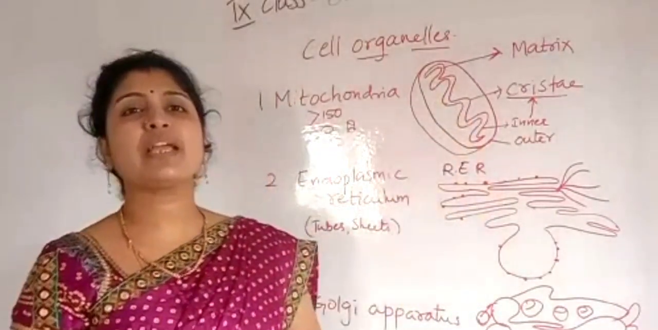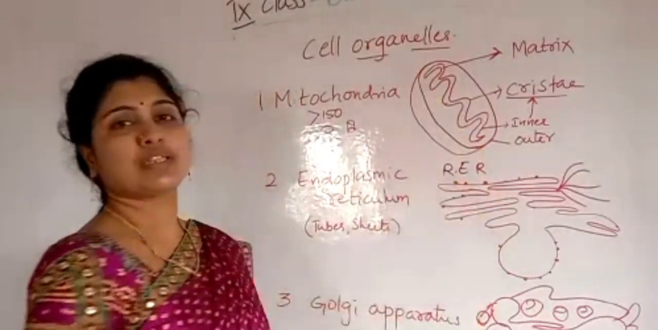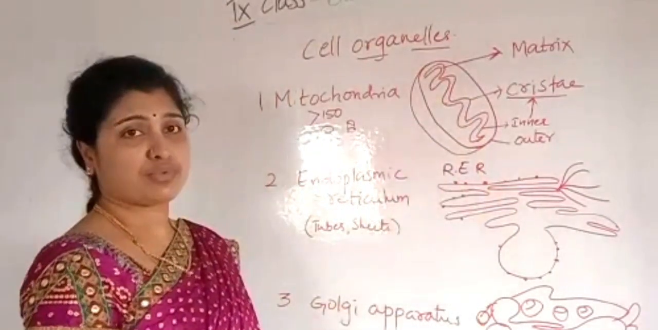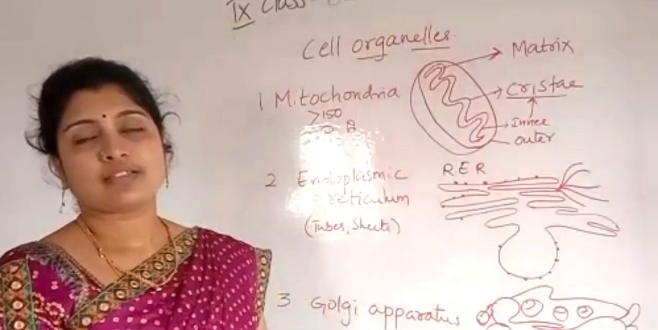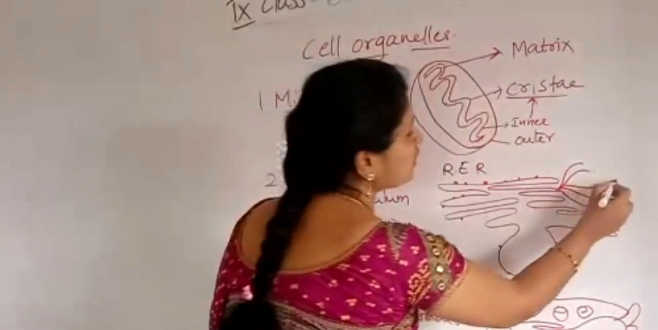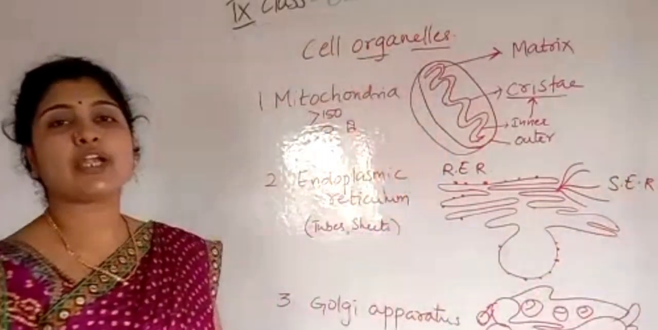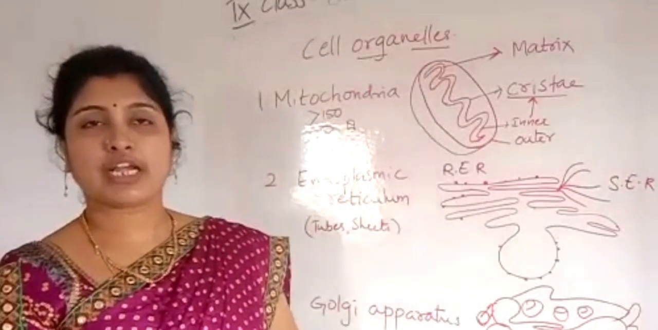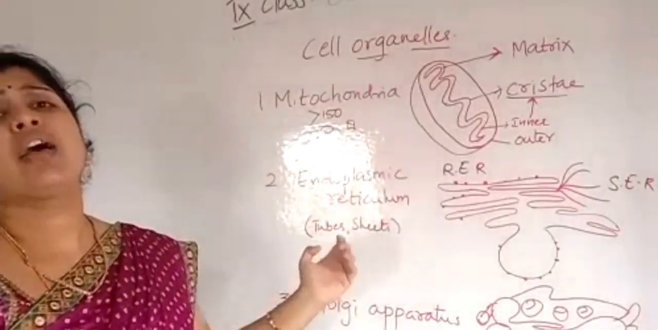These structures are nothing but ribosomes. And if the surface is smooth, then it is known as smooth endoplasmic reticulum. They are sometimes like tubes or sheets.